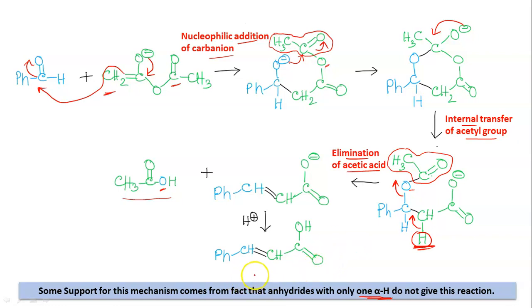Fine. And finally we are getting an alpha beta unsaturated acid, and this acid is basically cinnamic acid. So here the driving force is this C=C double bond, which is in conjugation with this Ph. That is why aromatic aldehyde is always preferred.